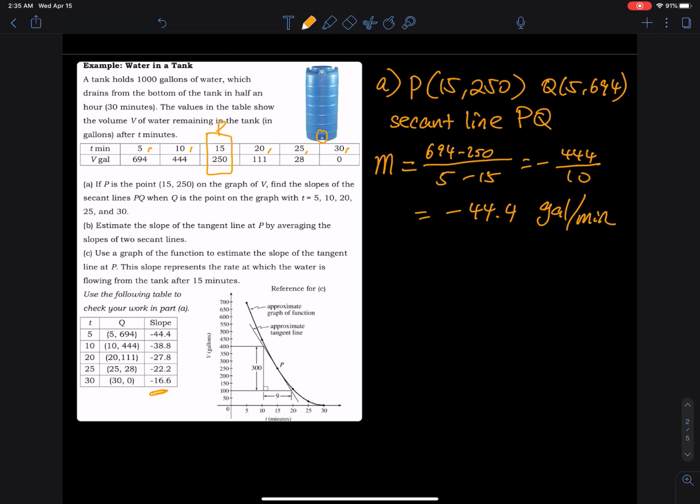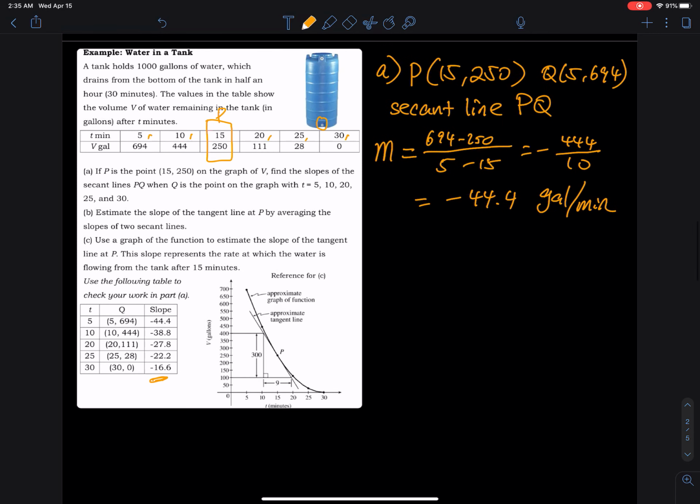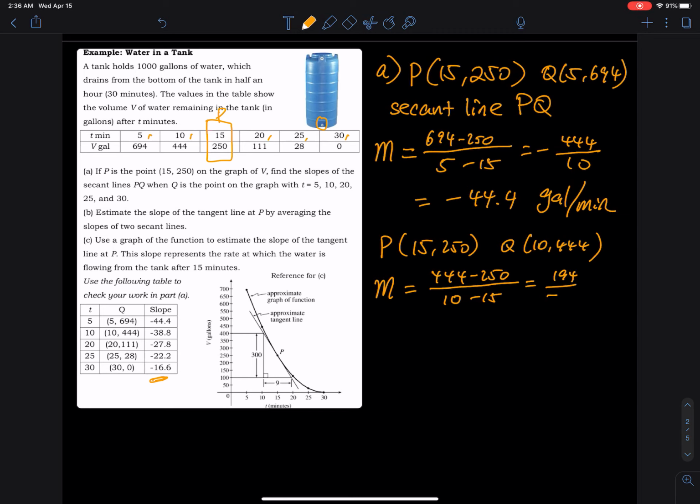All right, and then the next point, we take the (10, 444), so P is (15, 250) and Q is (10, 444). We do the same thing, another secant line. So the slope m_PQ is 444 minus 250 divided by 10 minus 15. So we have 194 divided by negative 5, that is equal to negative 38.8 gallons per minute.